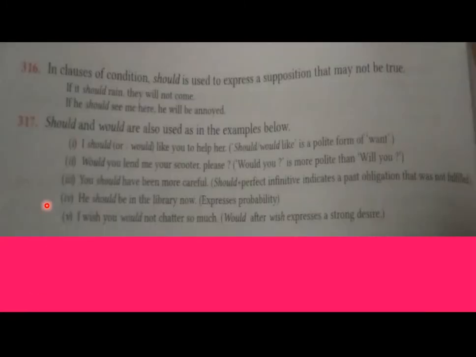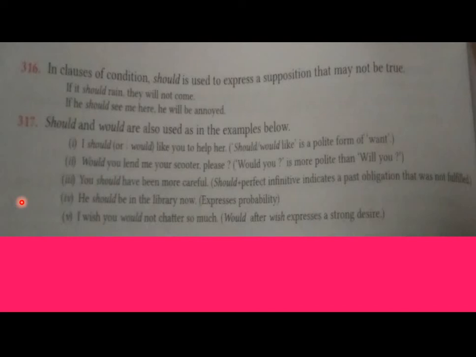Now let's see the next thing. In clauses of condition, should is used to express a supposition that may not be true. So, the phrases and clauses that we have read, in the clauses of conditions, should is used to express a supposition that might not be true. If it should rain, they will not come. If he should see me here, he will be annoyed.